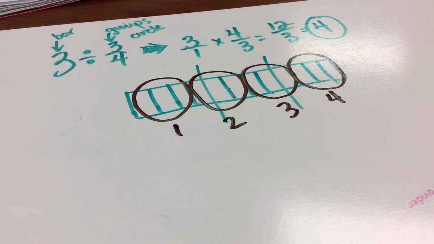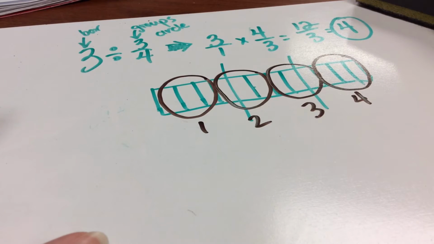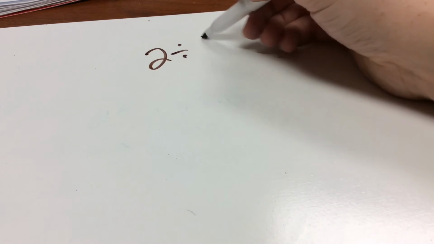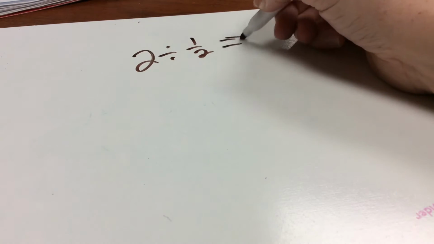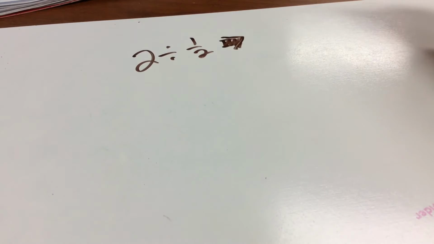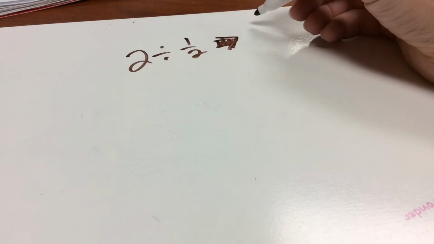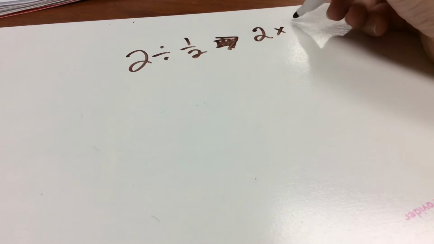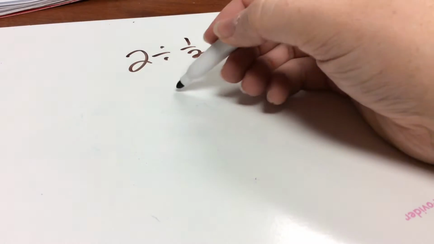Okay? So we're going to do another one. I know this is quick, but you can always pause and rewind the video and look at it again. What I want you to do is 2 divided by 1/2. Let's see if you can do that one. Go. Pause the video and do it. Okay, so 2 divided by 1/2 is equal to 2 times 2 over 1, which is equal to 4. So our answer should be 4, just like the last one.